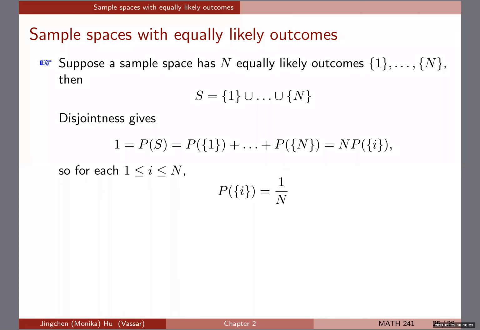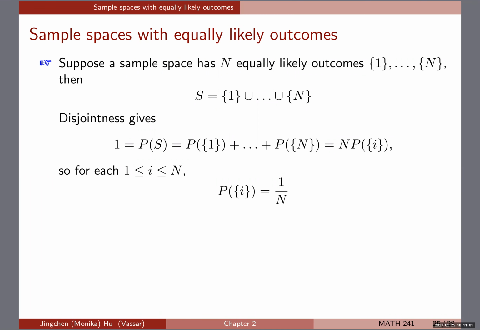So to formally define it, suppose the sample space S has capital N number of equally likely outcomes, 1 through N. Also, I should say that S, again, is the union of all of them. Then because of the disjointness, meaning that there is no intersection between any of the outcomes, we can use axiom number 2 and 3, the total of 1 as well as the countable addition.